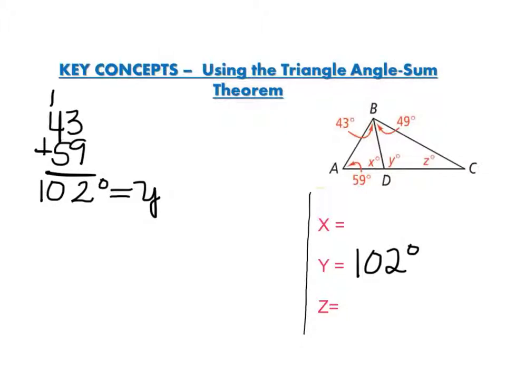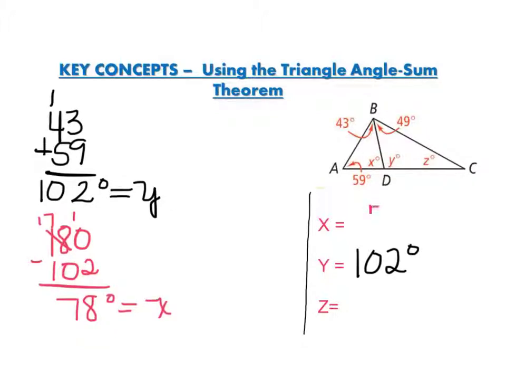Now to find X, because it is adjacent to angle Y, and they are a linear pair, that means they're supplementary, so I'm going to take 180 degrees minus 102, and that gives me 78 degrees. That is the value of X.